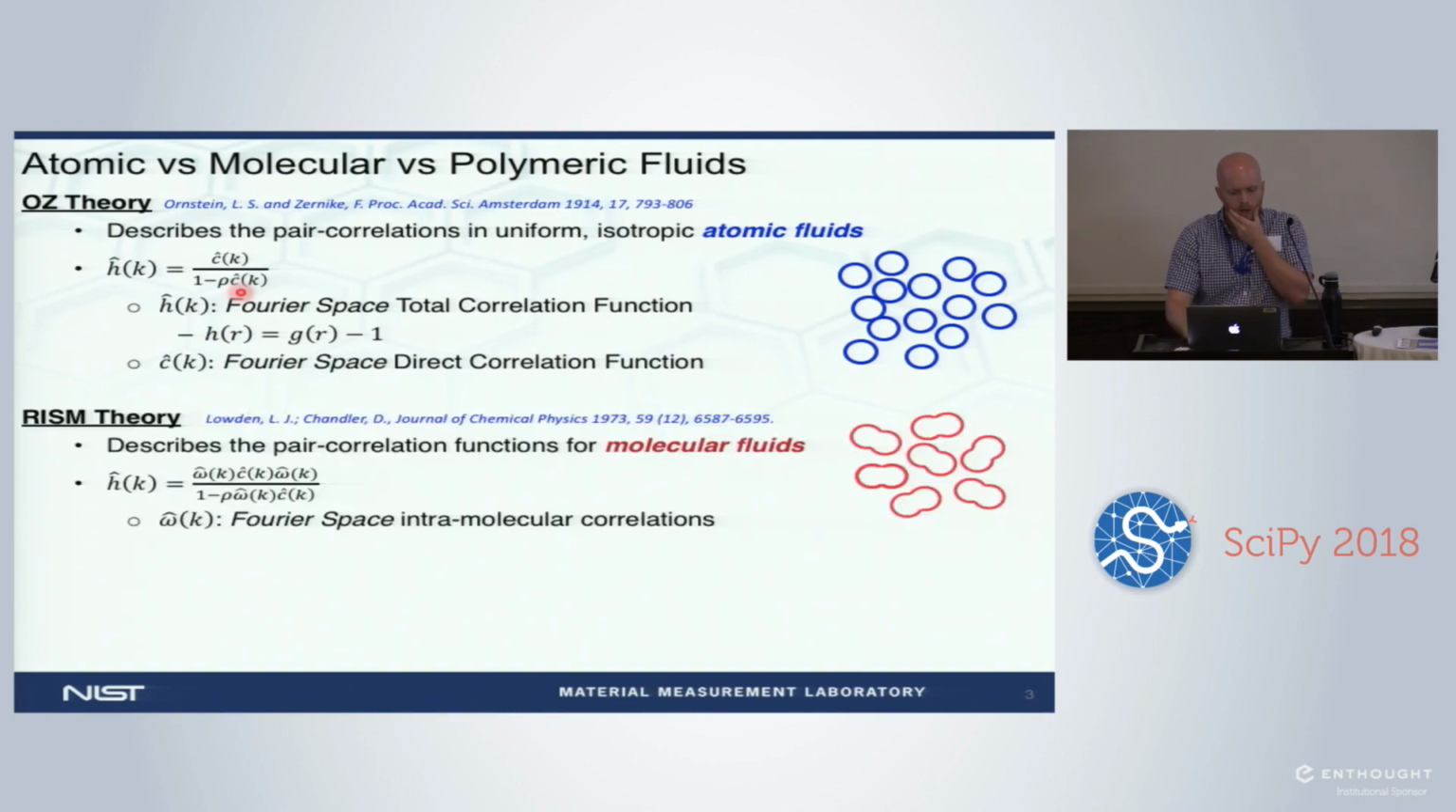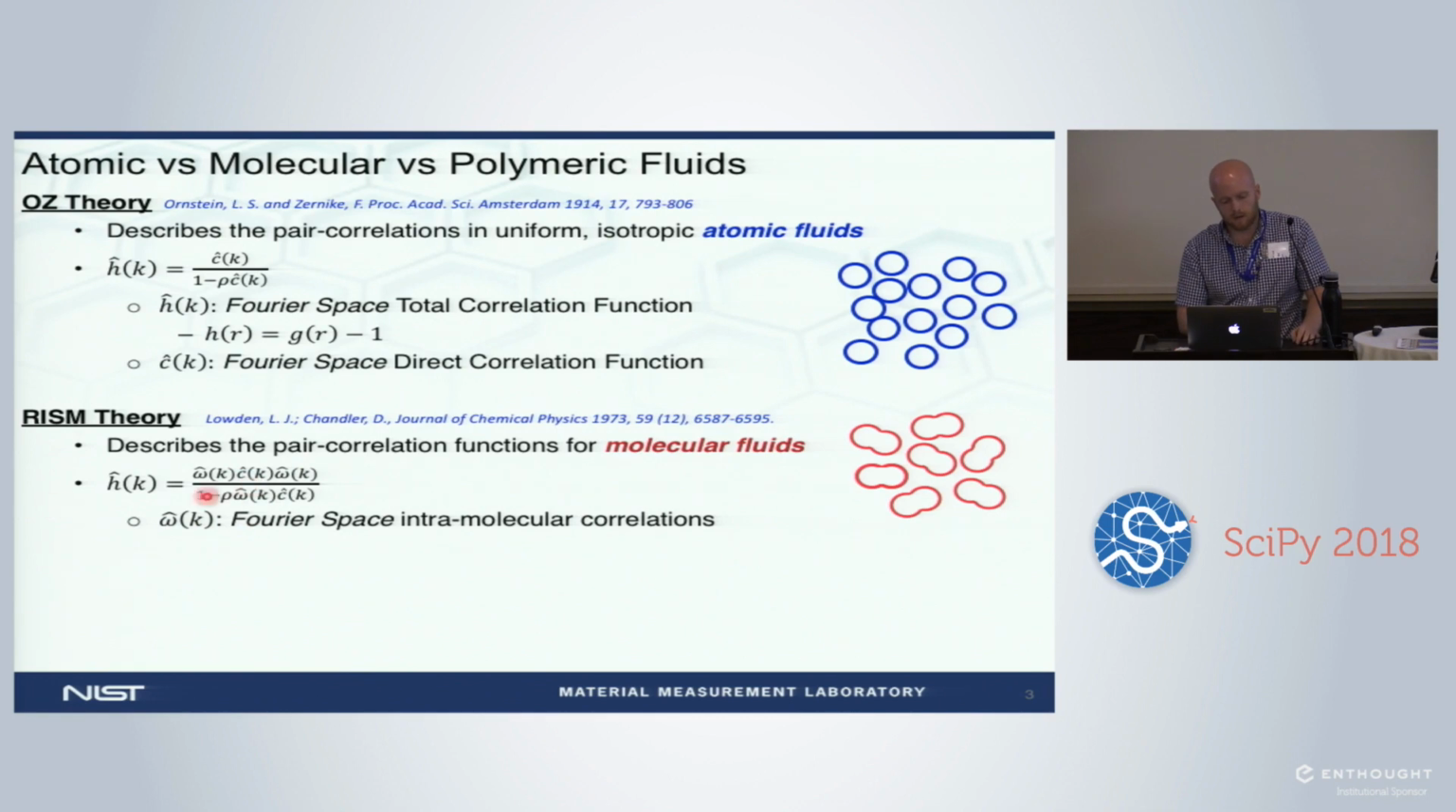And so Chandler and Andersen extended OZ theory to RISM theory in 1973 so that they could handle what they call molecular fluids. Originally these were fluids like O2 and N2, and later they were able to extend it even further to small molecules such as acetonitrile. And the way they did this was by introducing a third type of correlation function, which now describes just the intramolecular correlations, and that's this omega function here.